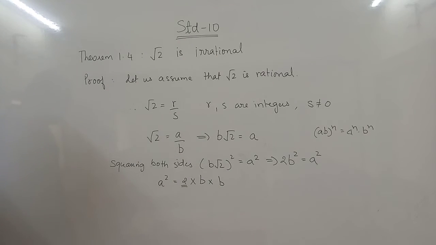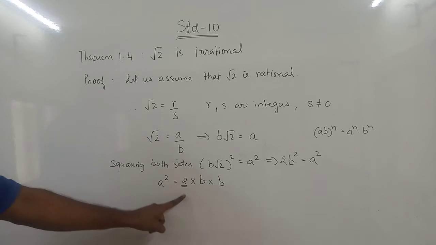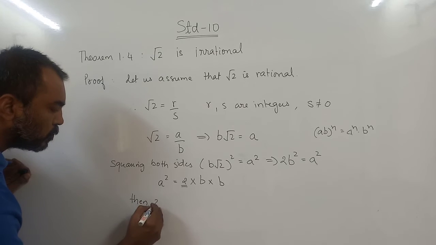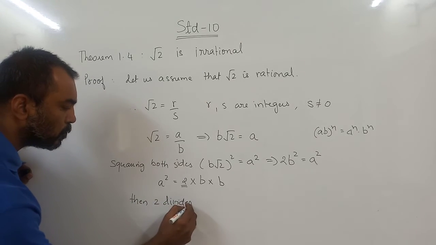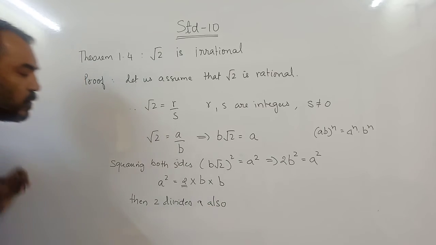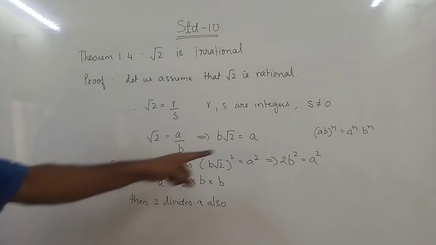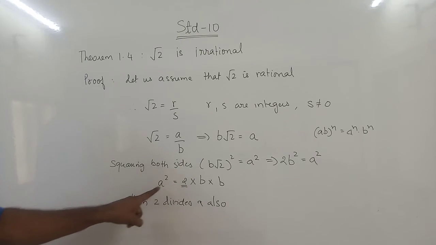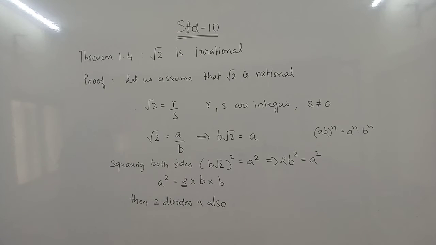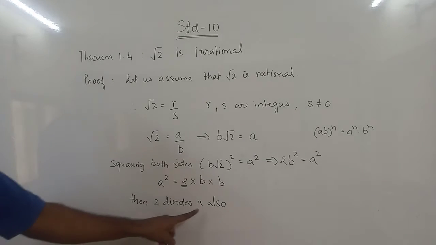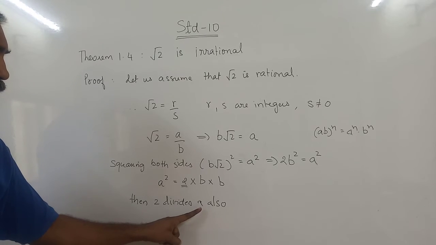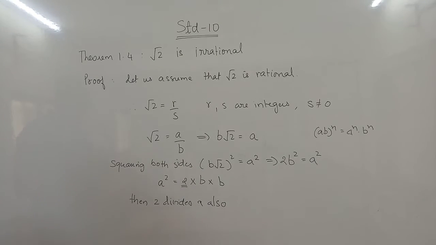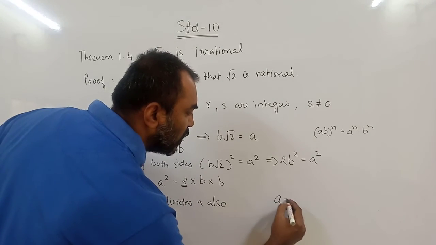Now what did the previous theorem tell you? If 2 divides a square, then 2 divides a also. Yes, understood this step? That was the previous theorem where we did this, and we can see that 2 is one of the prime factors of a square. But if 2 divides a square, 2 divides a also. So if 2 divides a, then a is an even number because only an even number can be divided by 2. So if a is an even number, let us say a equal to 2c.